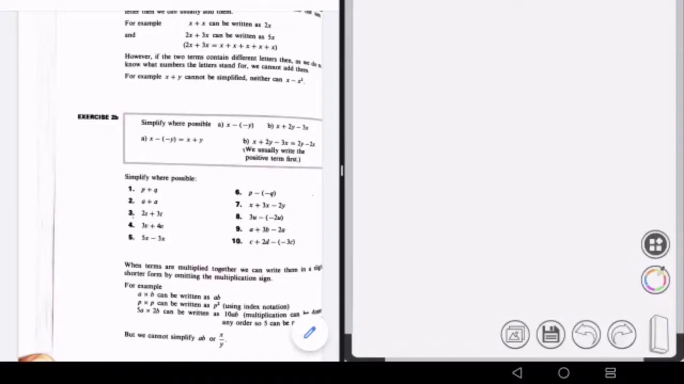And the board is P plus Q. Simplify if possible. P plus Q. Very simple. P and Q are different, so it is not possible.